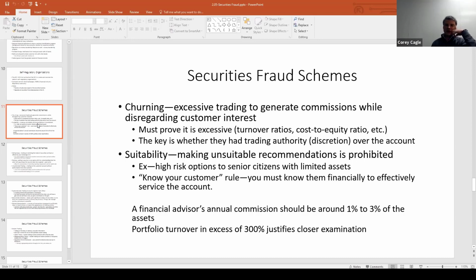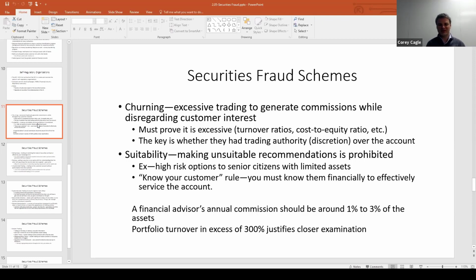Suitability, you're not allowed to make unsuitable recommendations. You've got to know your customer. You wouldn't want to recommend these really high-risk options to senior citizens with not a whole lot of assets. You've got to know your customer financially to be able to service that account. So there's a suitability rule.